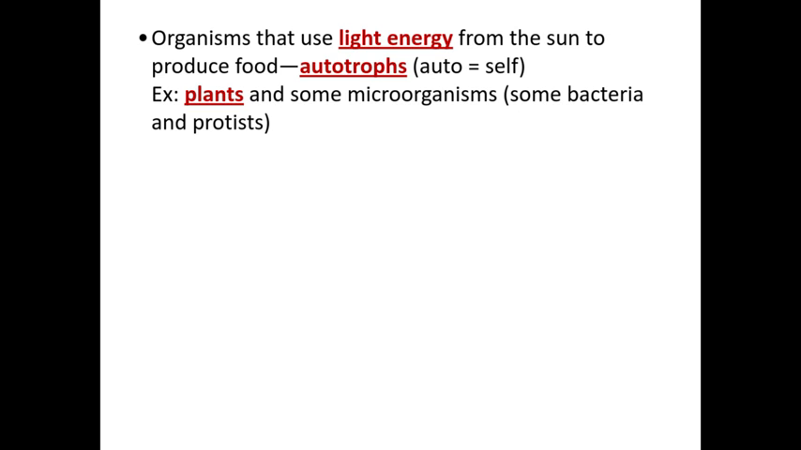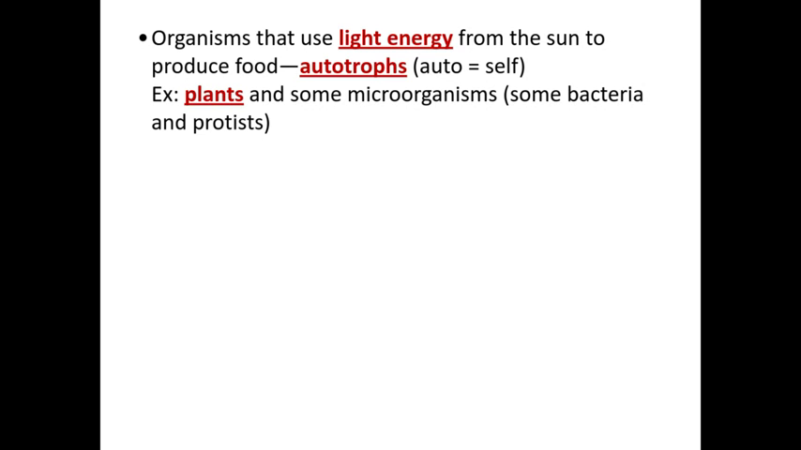Organisms that use light energy from the sun to produce food are known as autotrophs. Auto meaning self, and trophs meaning feeding, so self feeding. So, the fancy word in science to explain plants is autotrophs.